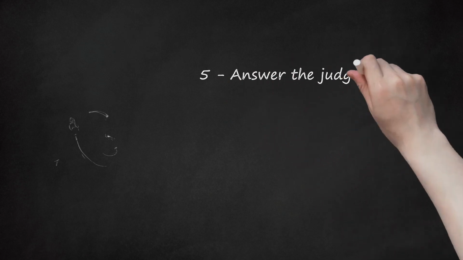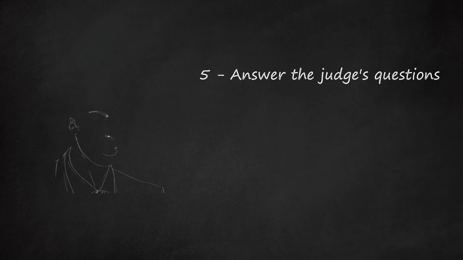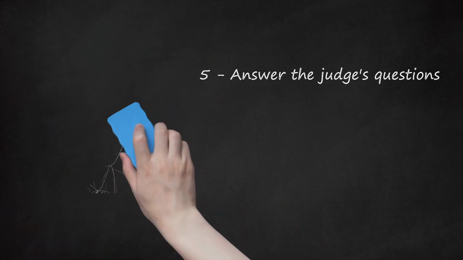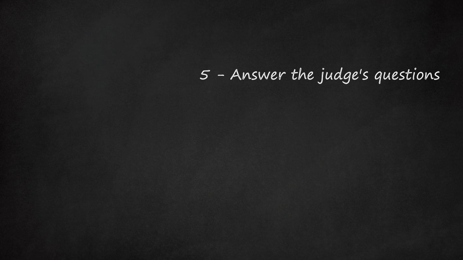5. Answer the judge's questions. After both sides have presented their arguments, the judge may wish to ask you questions directly. The judge also may ask you questions while you're presenting your argument, or she may ask questions directly to your witnesses. If the judge starts speaking, you should immediately stop talking and answer her question. Typically this will happen if the judge doesn't understand something you just said or is seeking clarification.